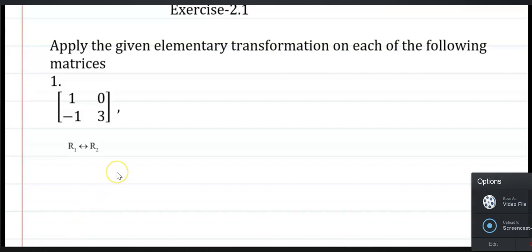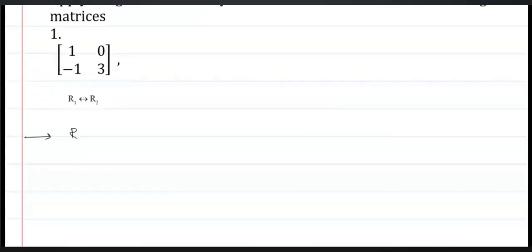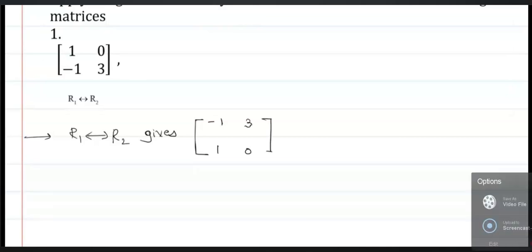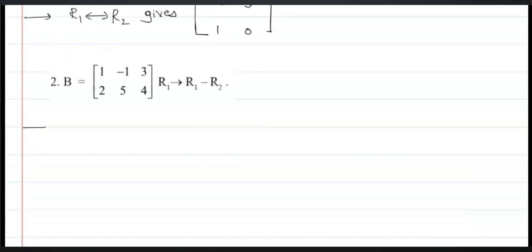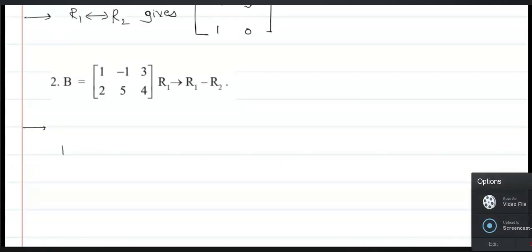Here the transformation is R1 2, that is, interchange the first row with the second and the second row with the first. A very simple operation. R1 2 gives minus 1 3 1 0. This is the operation, the first row to the second and the second row to the first. These are called the elementary transformations.